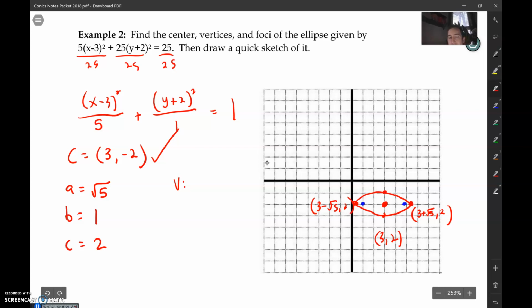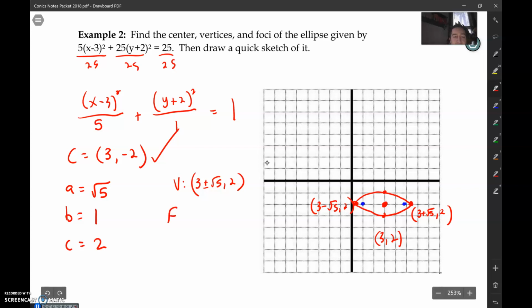So that might take a pause and a little rewind on the video. You could do that math on your calculator, I guess, but I want it like this instead. I don't want you to actually do the math for 3 plus root 5. I want you to leave it as (3 plus or minus root 5, 2). That accounts for both of your vertices, right?